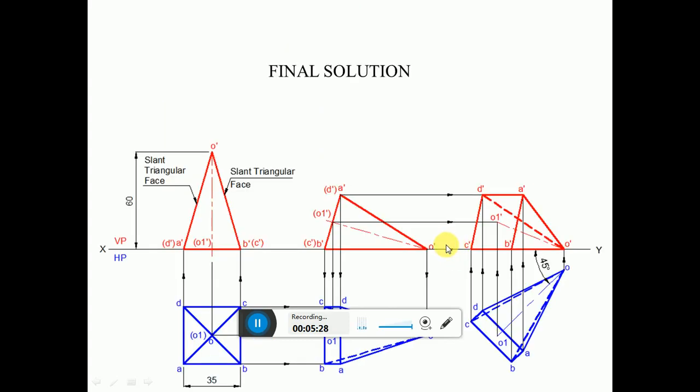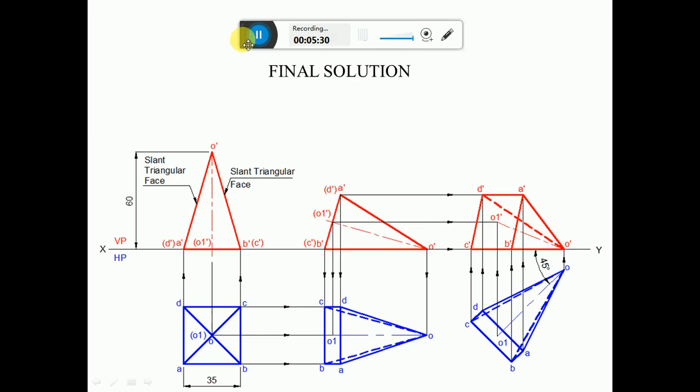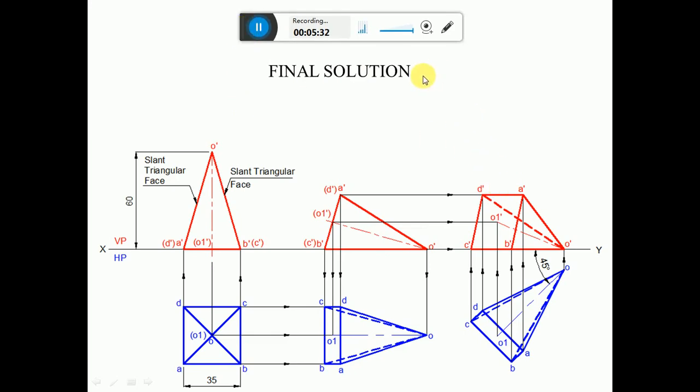So we will finally look into the problem whether we have taken care of all the conditions which were given in the problem. A square pyramid of 35 mm side and axis length 60 mm rests on one of its slant triangular faces on HP, and the axis appears to be inclined. Draw the projection when the axis appears to be inclined to VP at 45 degrees. So even in the final position we can see that the slant triangular face O dash B dash C dash is on the XY line. Hence our problem is right.